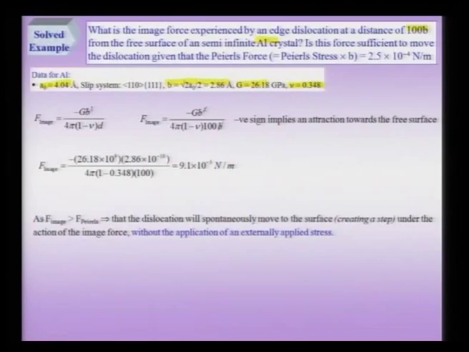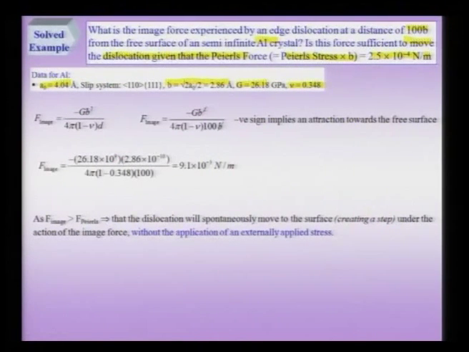Now, the important question we are asking is: is the force experienced by this dislocation in the presence of a free surface, that is now a semi-infinite body, sufficient to move the dislocation, given that the Peierls force, which is nothing but the Peierls stress times the Burgers vector, is 2.5 into 10 power minus 4 Newton per meter. I assume a Peierls force of 2.5 into 10 power minus 4 Newton per meter.